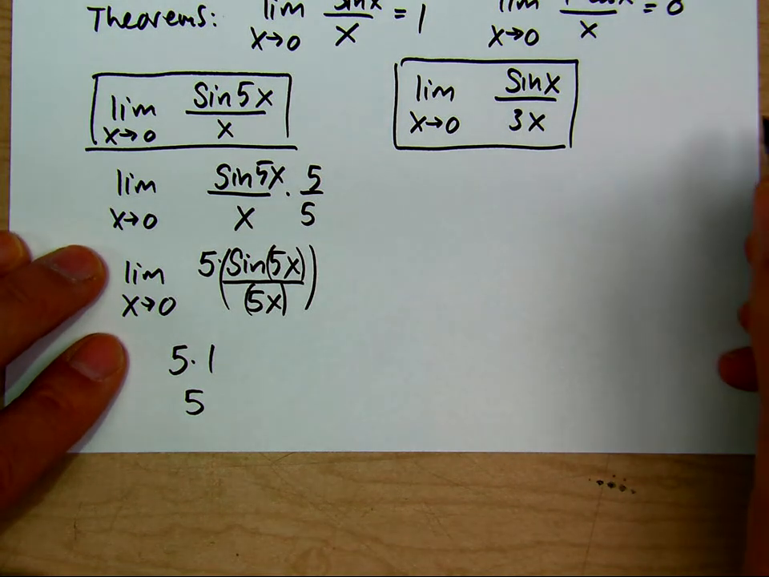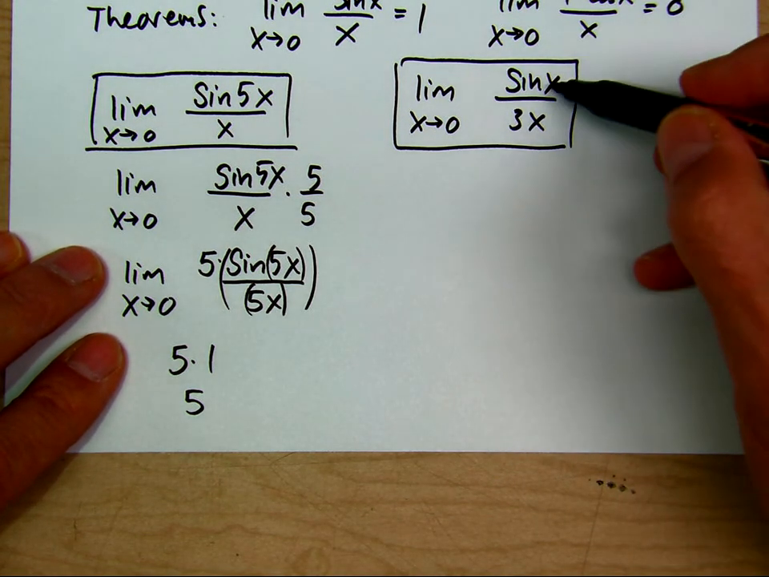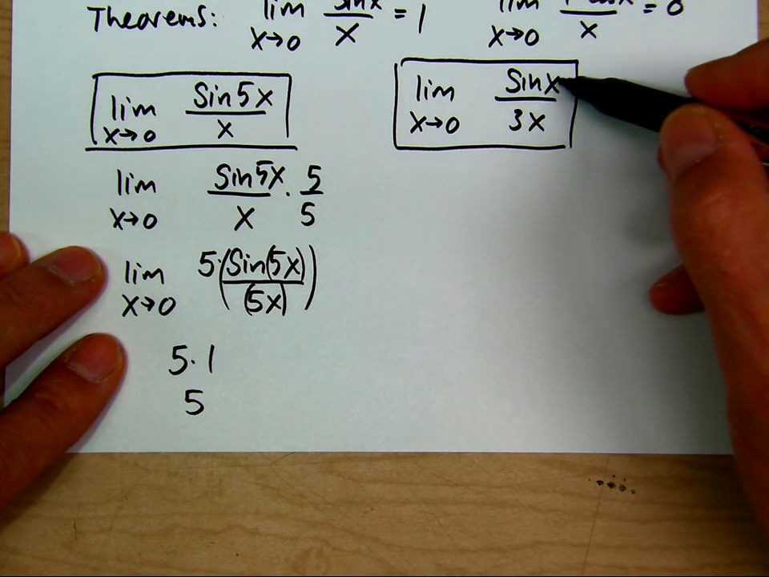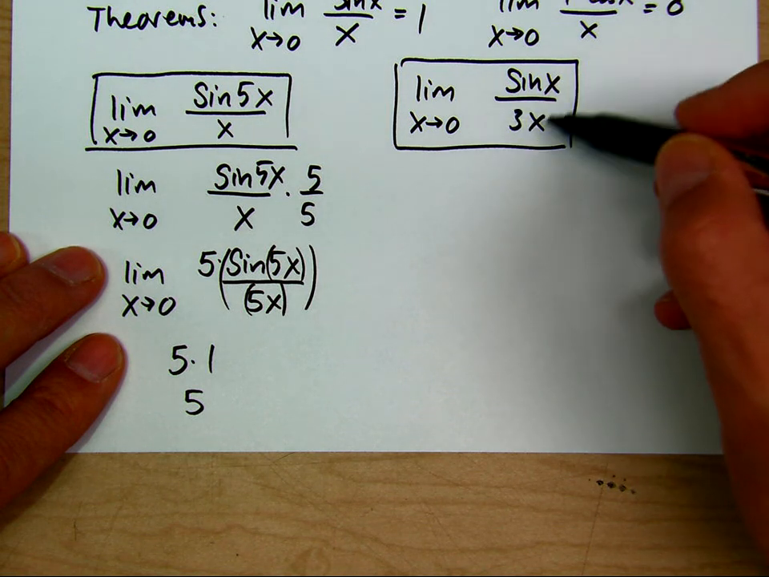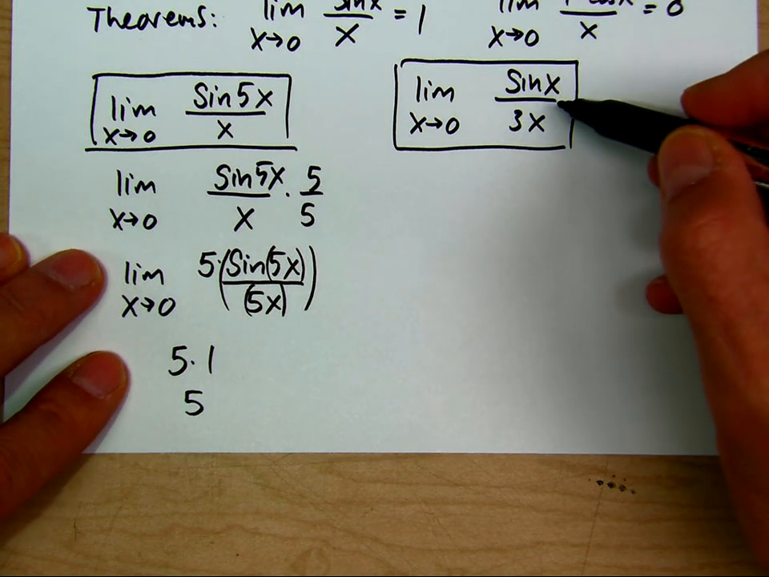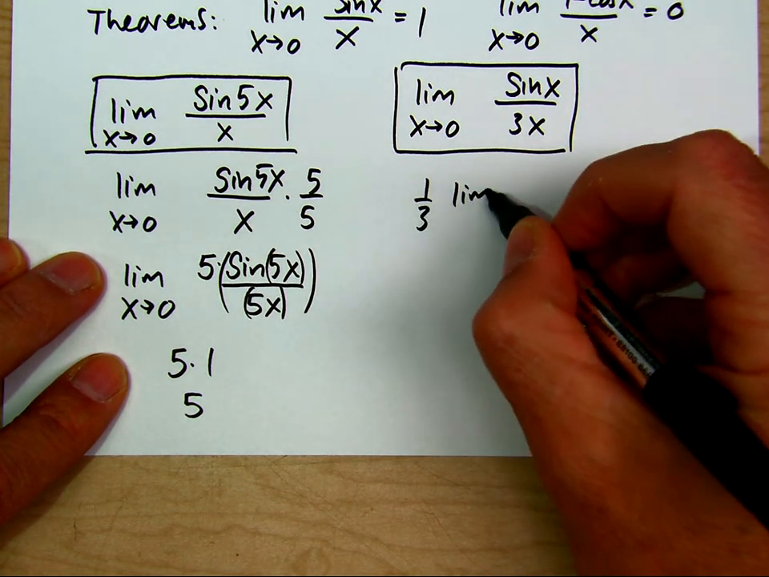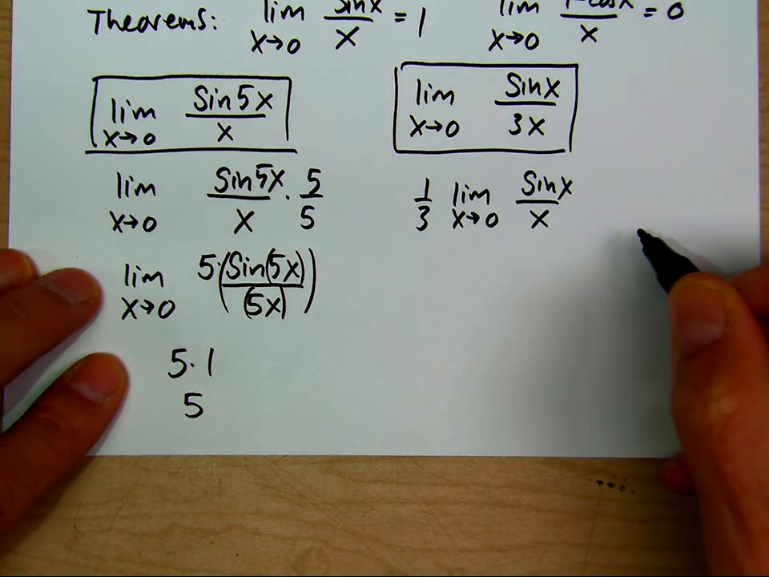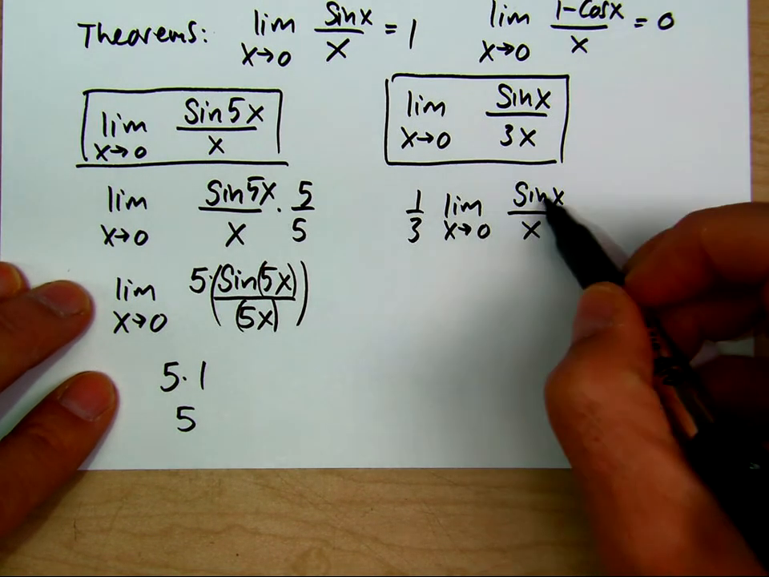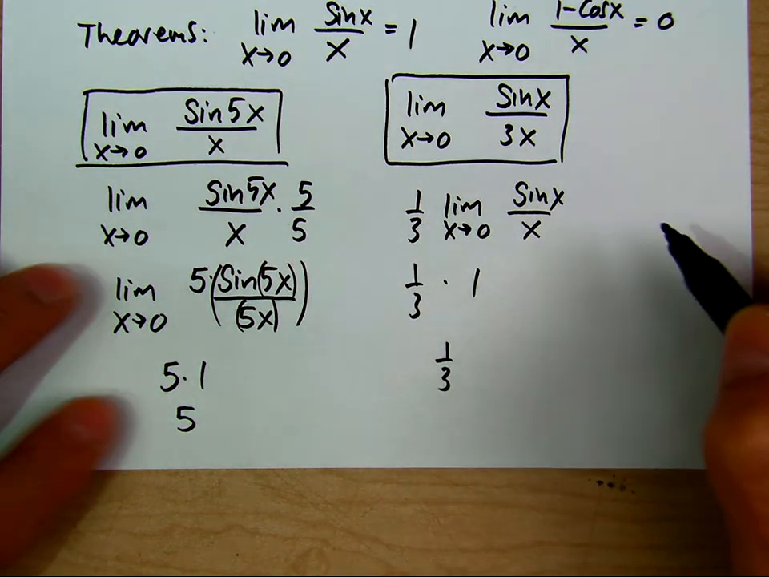Okay, pause the video and try that one. We need these to be the same, so this has to be a 3x, or this has to be an x. Well, it's going to be easier to make this x rather than make that a 3x. So let's just put that 1/3 out in front. And the limit of sine x over x is 1. So we have 1/3 times 1. And the limit is 1/3.